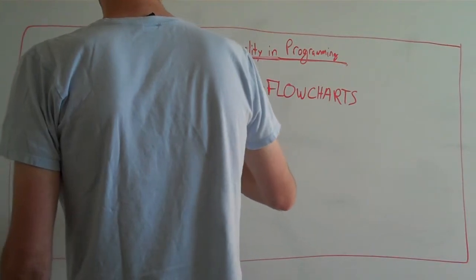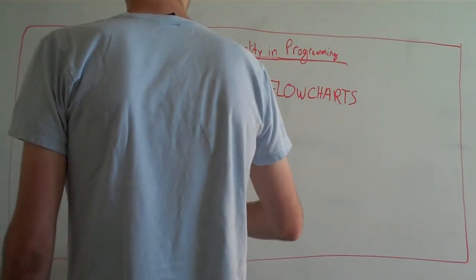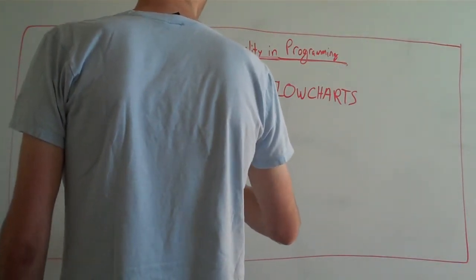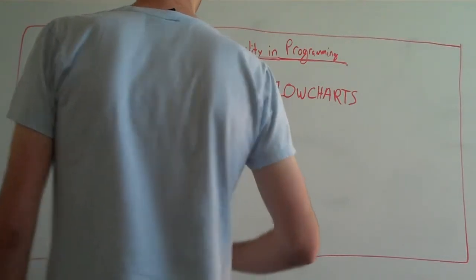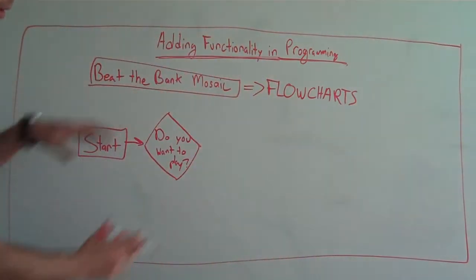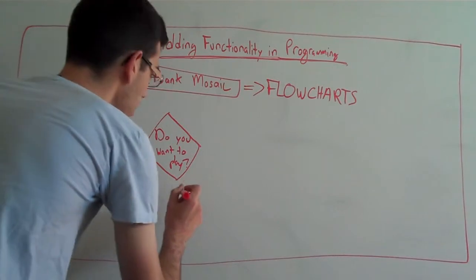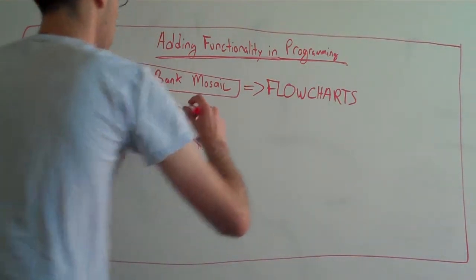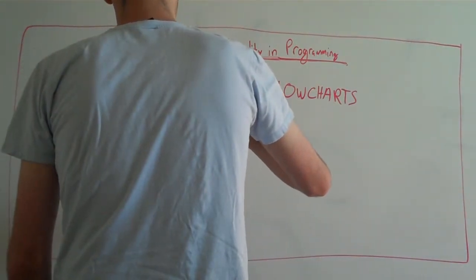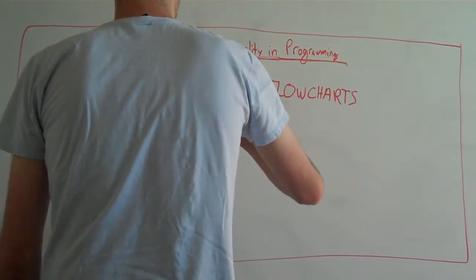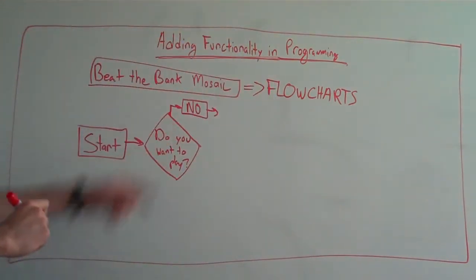But how do you do like press any key to play or something? That's an I/O question we can talk about. This sort of triangle thing represents a question. If they say no, what happens?